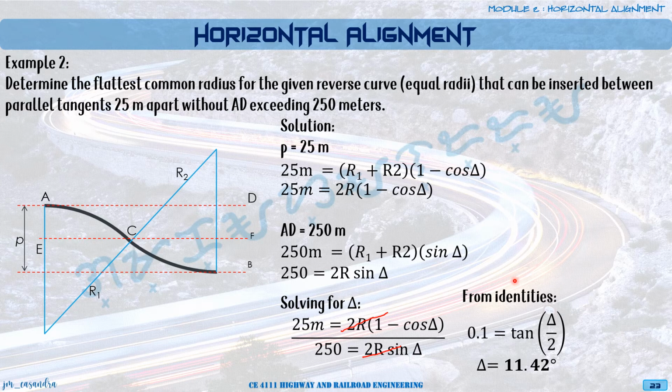11.42 degrees. And from the value of delta, we can now solve for the value of R using either of the two equations. So R now is equal to 631.314 meters. Okay? So ganun lang siya. As long as you know the equations, you can solve your problem.